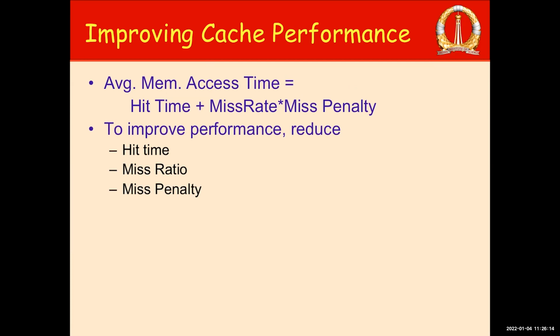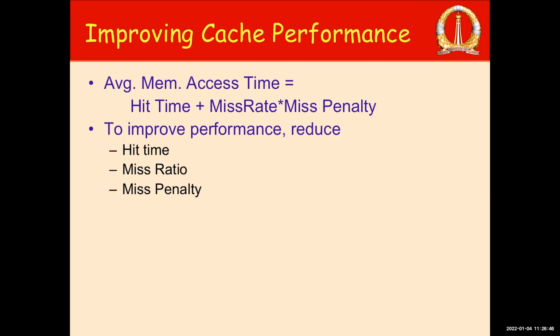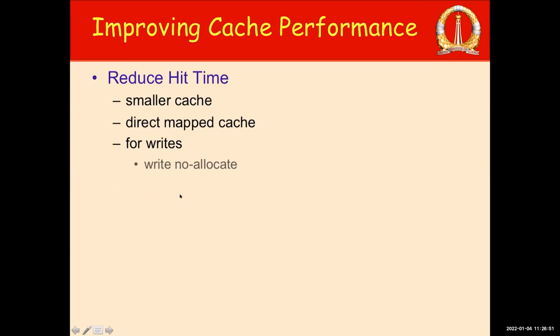So to improve the performance of the cache, you have to decrease the hit time, decrease the miss ratio, decrease the miss penalty, right? Any one of them or any combination of them. But more importantly, when you are reducing one of them, you should not increase the other one significantly. If you happen to increase the other one significantly, then overall you may not necessarily gain any benefit. Okay, that's what you need to be careful about. So let's look at these three components, hit time, miss ratio, and miss penalty, and quickly see how you can improve them.